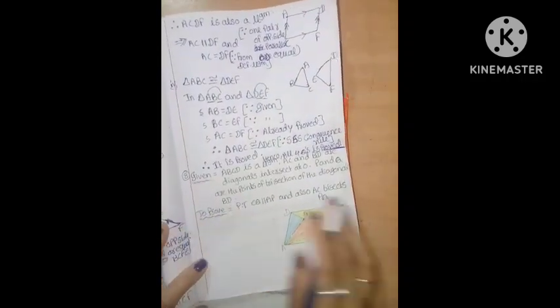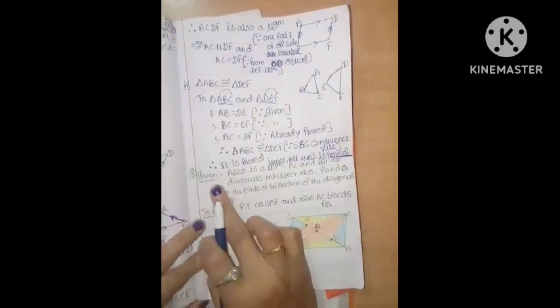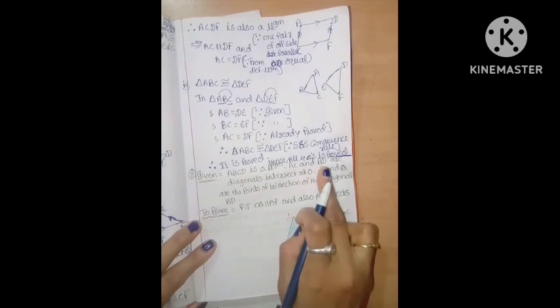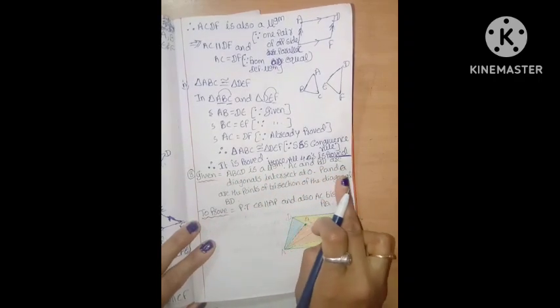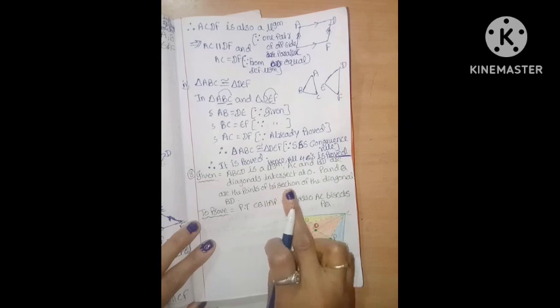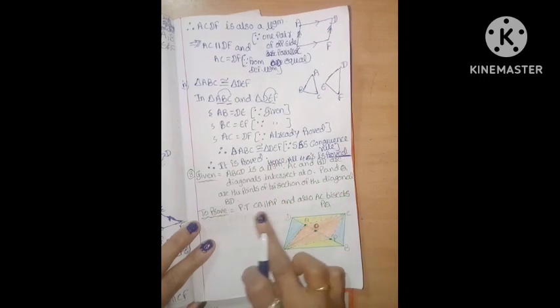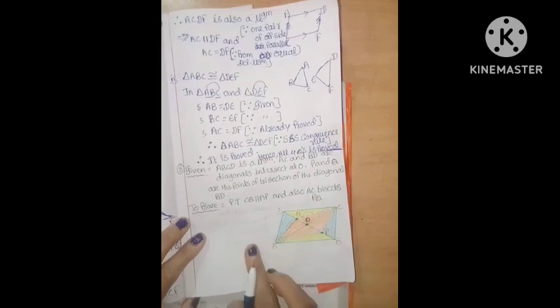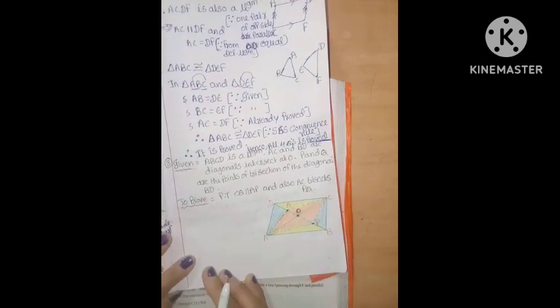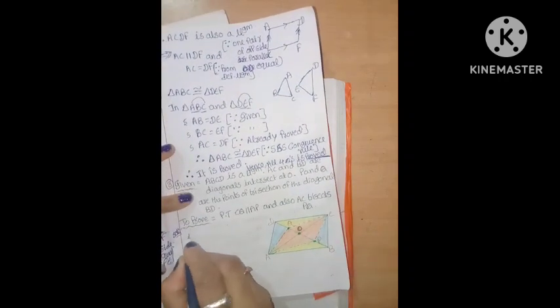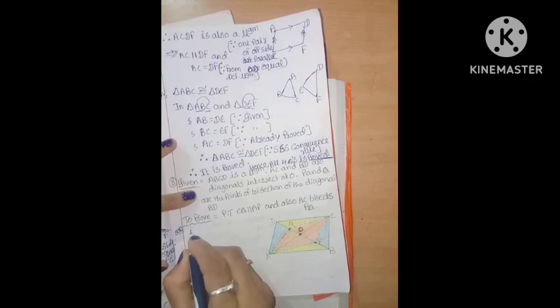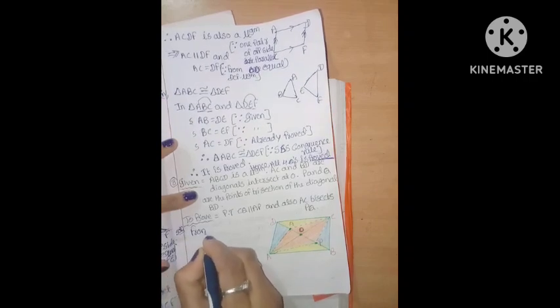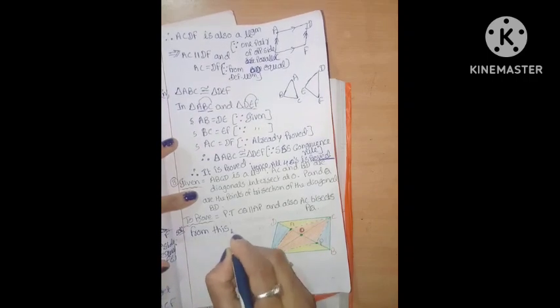First, the given data, how to write it. In the given problem: ABCD is a parallelogram. AC and BD are diagonals that intersect at O, and P and Q are the points of trisection of the diagonal BD. To prove that CQ is parallel to AP and also AC bisects PQ. This figure is given. Let's see the solution for this problem. Listen carefully and neatly. From this figure, write what is given one by one.